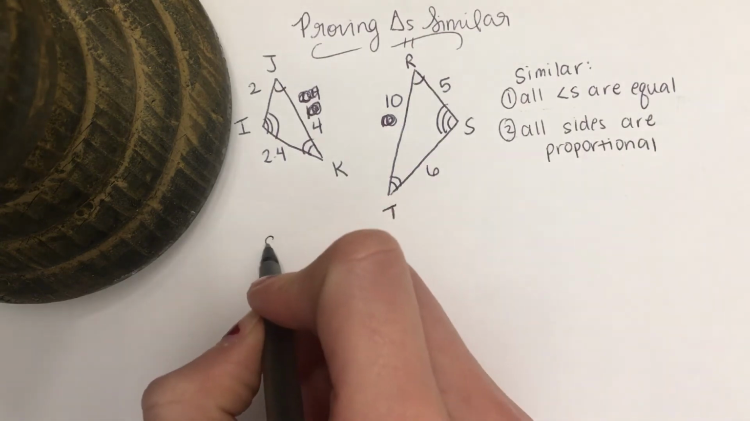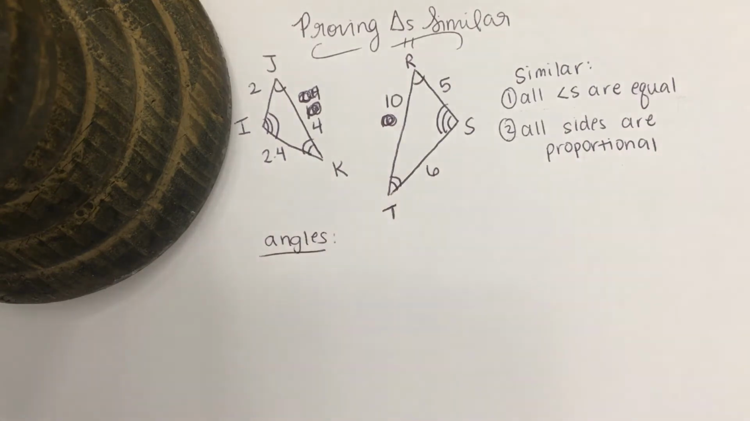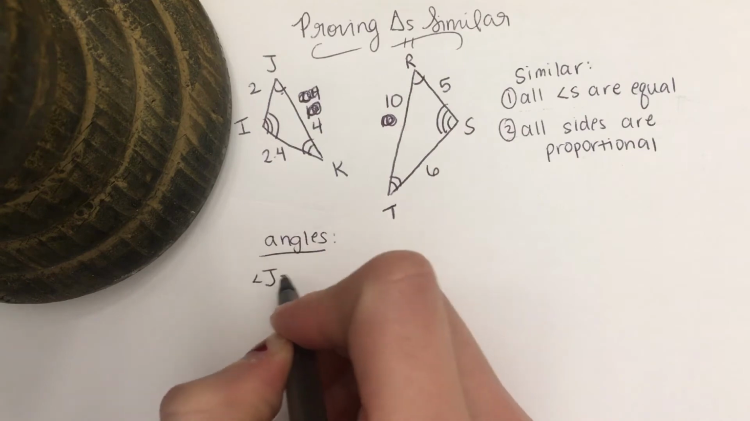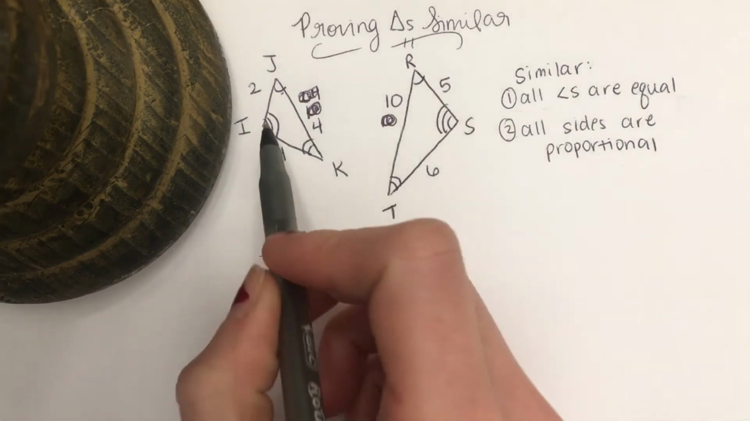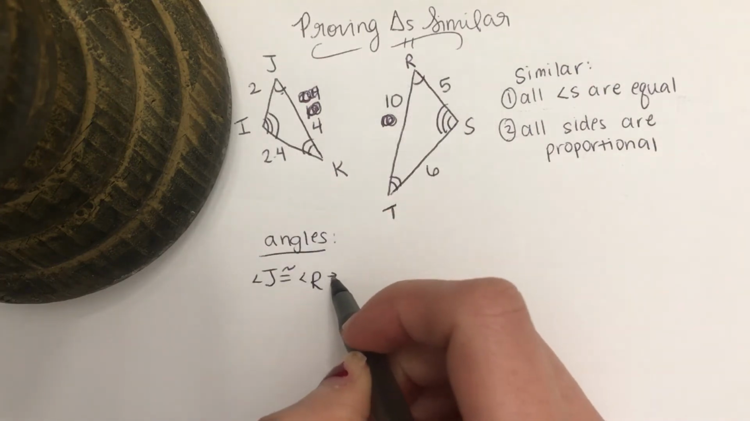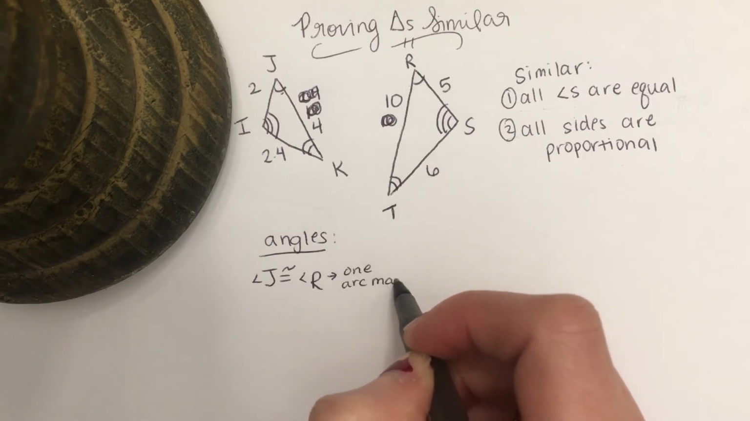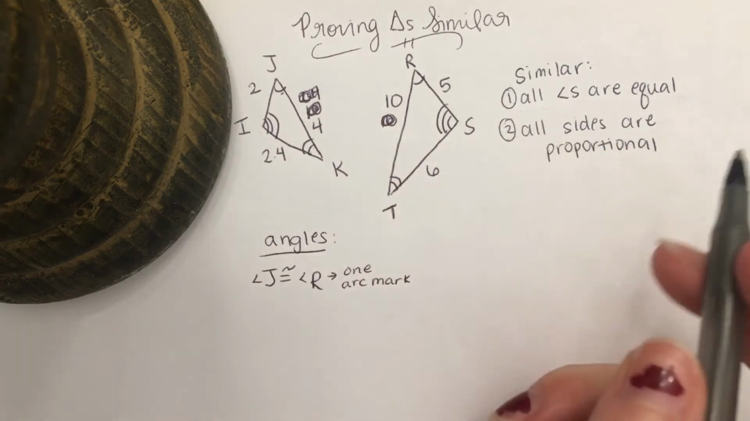So I'm going to get started here, and I'm first going to look at my angles. In order to show that my angles are equal, I have to show that they have the same measure, either by the actual degree, or in this case, we can just use our arc mark. So angle J is going to be congruent to angle R. How do I know that? I see that this one has one arc mark and this one has another arc mark. And that symbol tells me that they are going to be the same. Whatever J is, R is going to be that exact same measure.